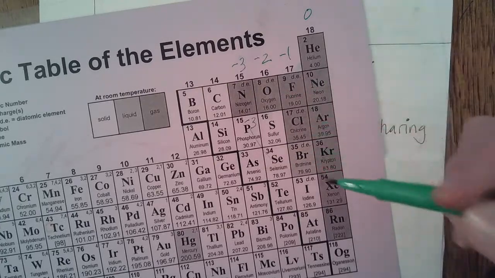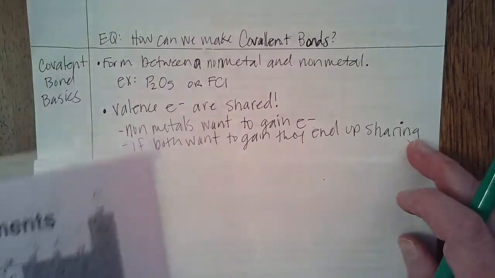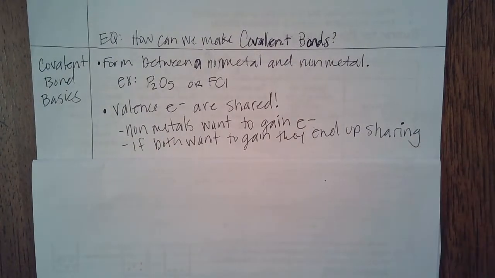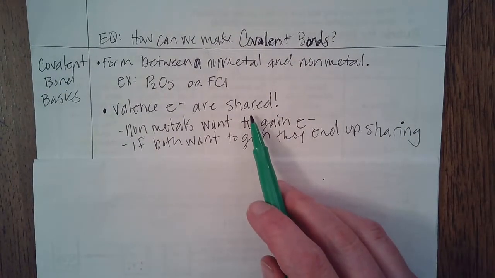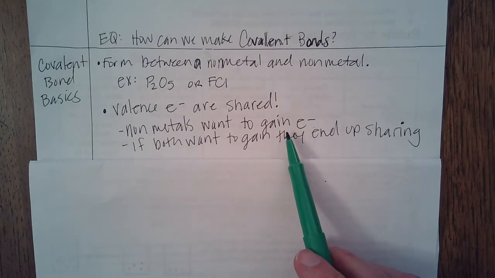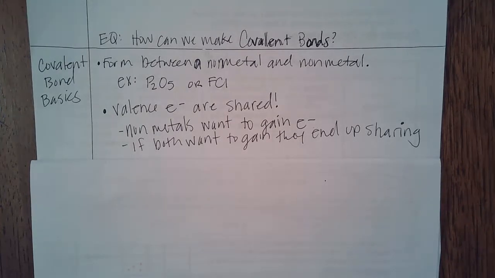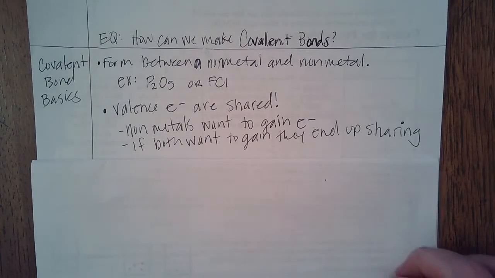It's like pulling a toy with your brother or sister. You both want it, right? What do your parents tell you? You have to share. Valence electrons are shared because both the nonmetals want to gain electrons. So they end up sharing. This is different than ionic, which is where we transfer electrons.